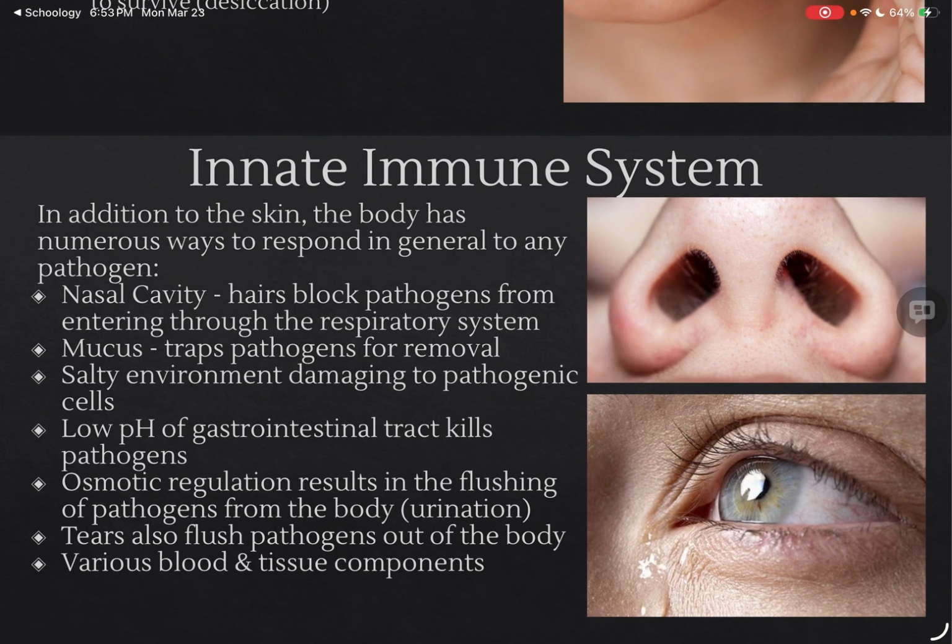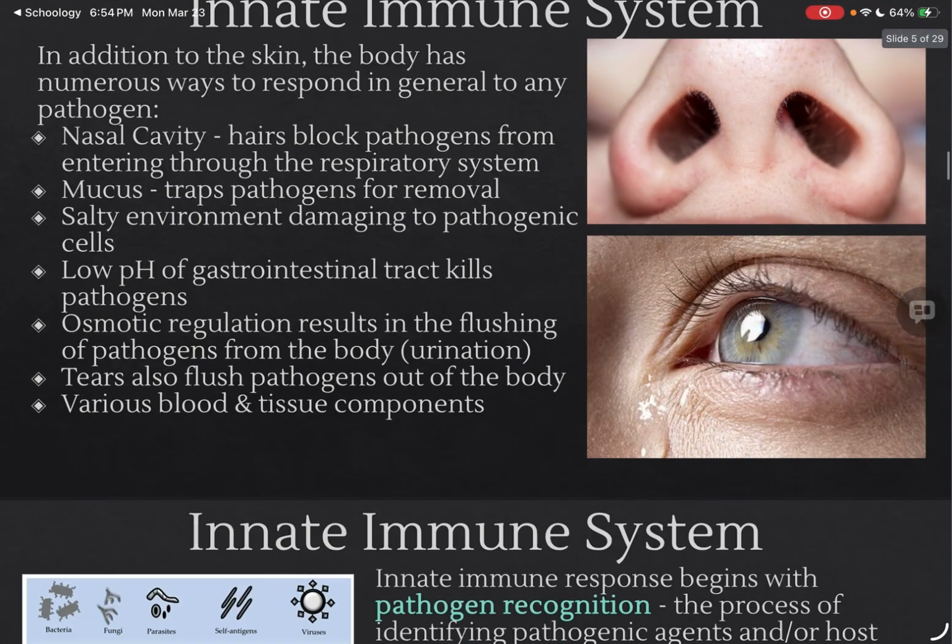In addition to the skin, the body has numerous ways of responding in general to any pathogen. One, our nasal cavity. We have hairs that block pathogens from entering through the respiratory system. The mucus traps pathogens for removal. The salty environment in our eyes is damaging to pathogenic cells. The low pH of the gastrointestinal tract kills the pathogens, again, because they can't live in that low pH environment. Our osmotic regulation results in the flushing of pathogens from the body. This is urination. Our tears, as I mentioned before, also flush pathogens out of the body. And then we also have various blood and tissue components, which we'll get into in a little bit.